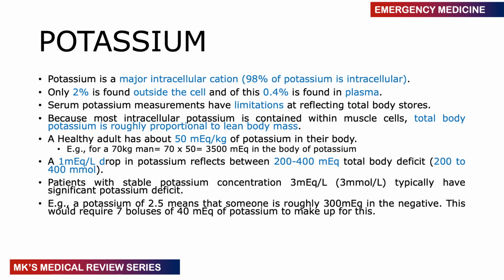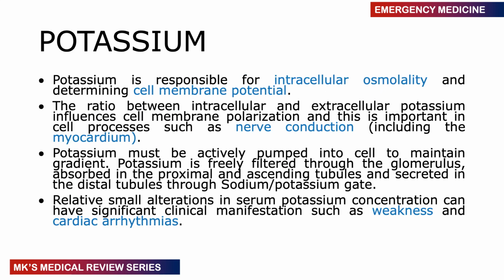So if a patient, for example, has a potassium concentration of 2.5, it means they roughly are at about minus 300 milliequivalents. So it means you need roughly about 7 boluses of 40 milliequivalents of potassium to make this up. But of course, this shouldn't be done instantly. It's usually replaced gradually. I'll talk about the replacement of potassium when we talk about hypokalemia. My focus here is with hyperkalemia. So patients that have a stable potassium concentration of 3 millimoles typically are going to have a significant potassium deficit.